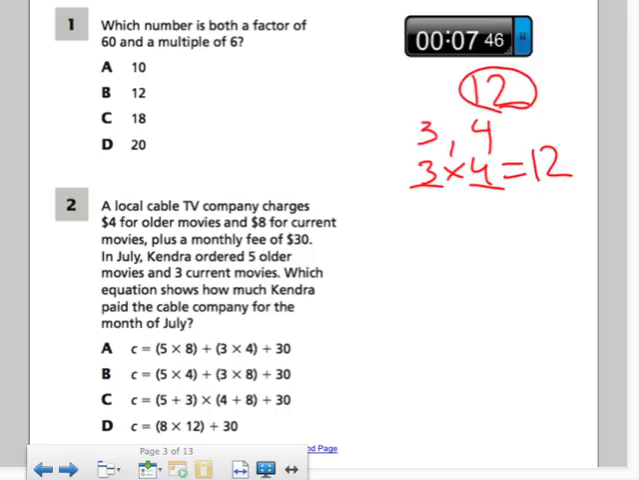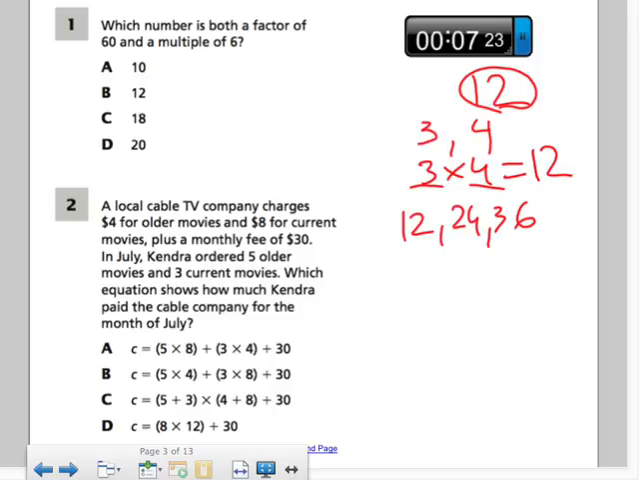Multiples are different. A multiple of 12 isn't 3 or 4. A multiple of 12 is like if you counted by that number. So 12, 24, 36, those are multiples. Now that we've talked about that, which one of these numbers is both a factor of 60 and a multiple of 6?